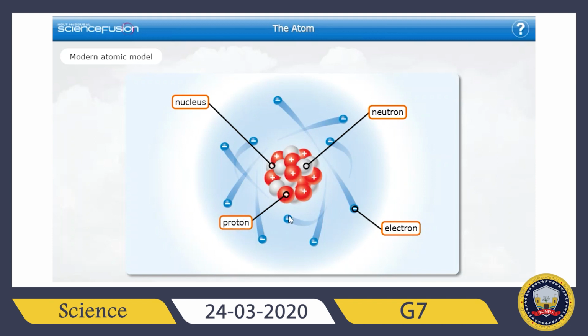We can know the place of protons and neutrons. They are found in the nucleus, but we cannot know the place of an electron. They are always moving. They are always on the move.